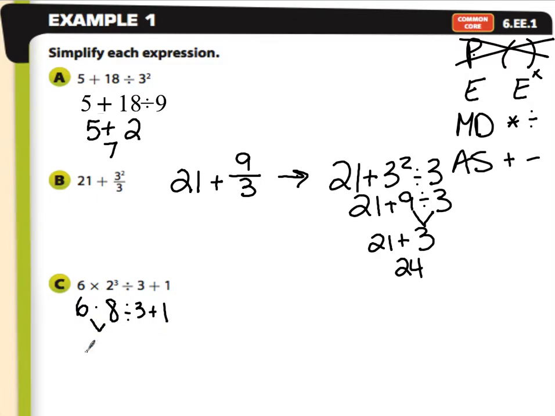6 times 8 would be next because it's multiplication and division, and I work my way from left to right, and multiplication came first. So that's 48 divided by 3 plus 1. I have 48 divided by 3. 48 divided by 3 is 16. 16 plus 1 would give me 17.